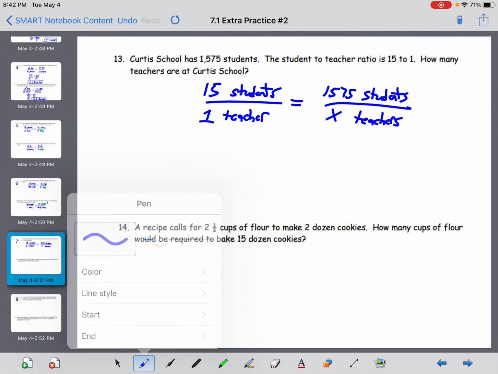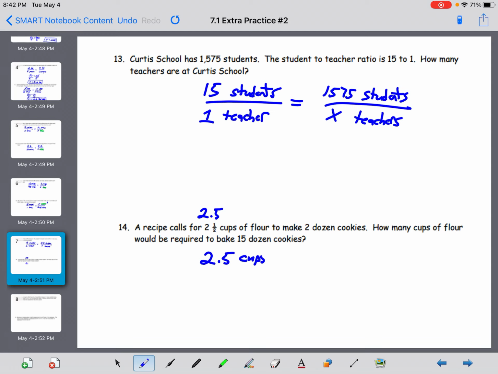A recipe calls for 2.5 cups. Remember, you can use the number 2.5 instead to make 2 dozen cookies. So 2.5 cups makes 2 dozen cookies. How many cups of flour would be required to bake 15 dozen cookies? So we're trying to figure out how many cups make 15 dozen.